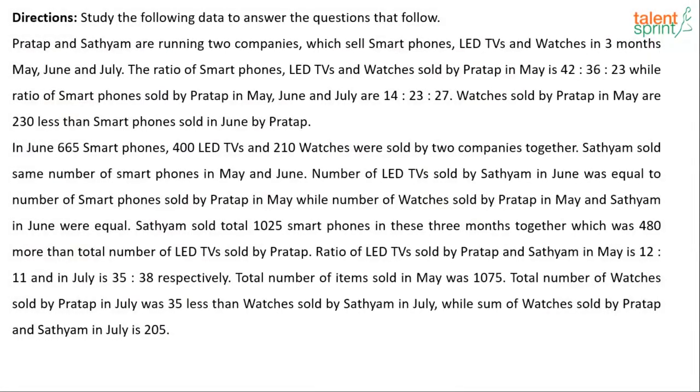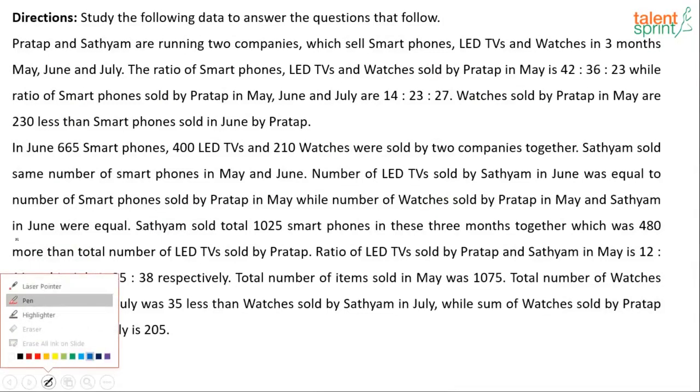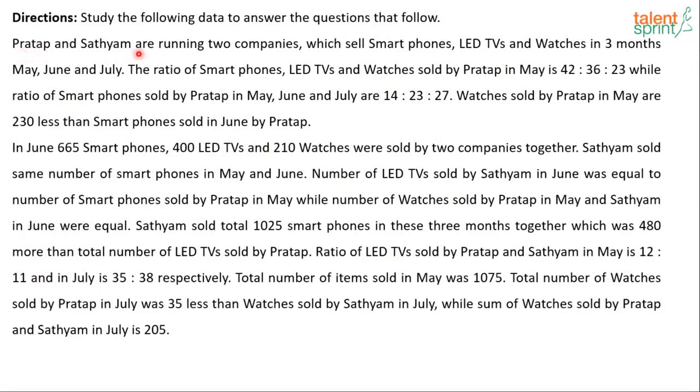Look at this. It says Pratap and Satyam are running 2 companies which sell smartphones, LED TVs, watches in 3 months, May, June and July. The ratio of smartphones, LED TVs and watches sold by Pratap in May is 42:36:23, while the ratio of smartphones sold by Pratap in May, June, July is 14:23:27. Watches sold by Pratap in May are 230 less than smartphones sold by Pratap in June.